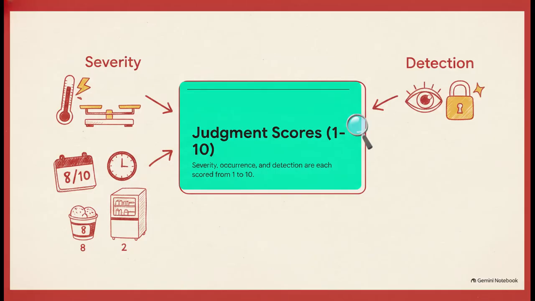Okay, once we have our failure modes isolated at those links, every single mode gets 3 distinct judgment scores, and each of those is ranked from 1 to 10. First up is severity. If this happens, how bad is the effect? Say a freezer failure ruining days of product might be an 8. Second is occurrence. How often does this actually happen? A worker eating a pint on the job might be an 8, while a total freezer failure might just be a 2. And the third is detection.